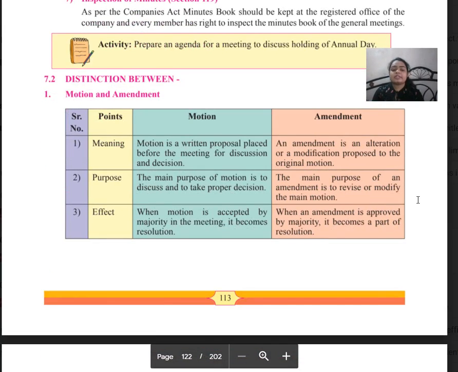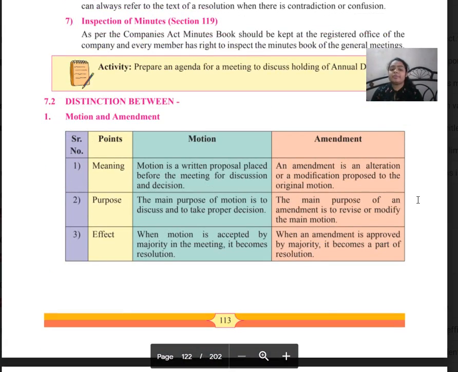Now, next we shall be studying the difference between motion and amendment. Now, what is a motion and what is an amendment? A motion is a written proposal placed before the meeting for discussion and decision. An amendment is an alteration or a modification proposed to the original motion.